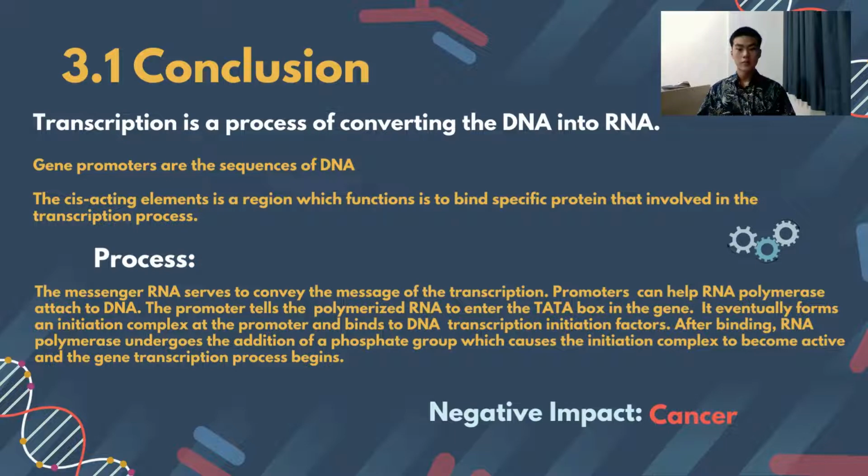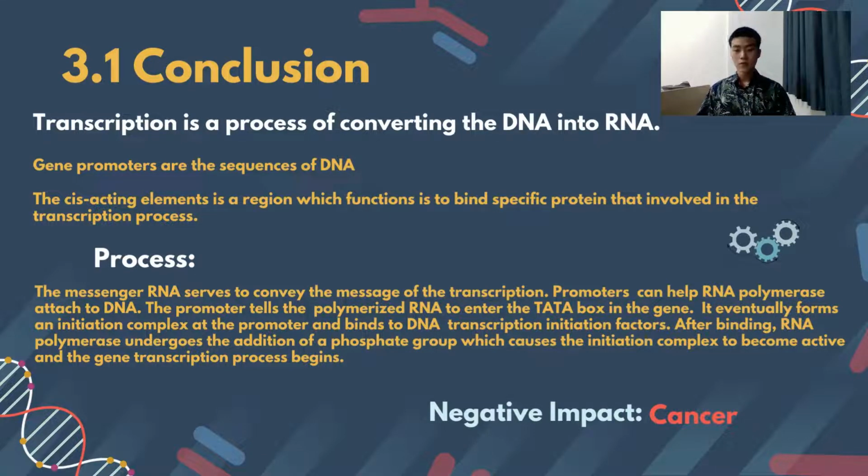The messenger RNA serves to convey the message of the transcription, and the promoter contains DNA sequence that can help RNA polymerase attach to the DNA. The promoter then tells the RNA polymerase to enter the TATA box in the gene, namely the thymine and adenine-based repeat complex. It eventually forms an initiation complex at the promoter and binds to the DNA transcription initiation factors. After binding, the RNA polymerase undergoes the addition of a phosphate group, which causes the initiation complex to become active and the gene transcription process begins.